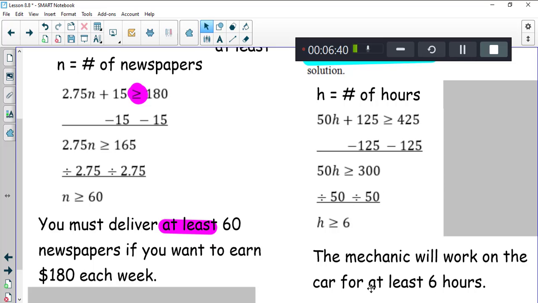Remember to use some sort of phrase that indicates your inequality. I used "at least" again. You could say that the mechanic will work on the car for a minimum of 6 hours. That would work as well.